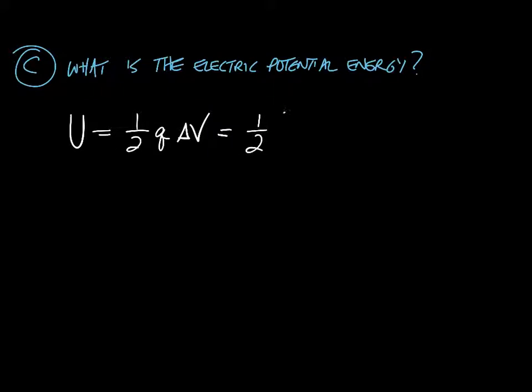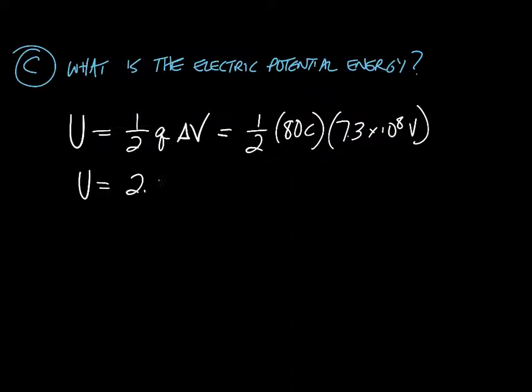So 1/2 the charge, 80 coulombs, times that difference of potential we just found, volts, and so I get an electric potential of 2.9 times 10 to the 10th joules. Now, first, we don't normally deal with energy in terms of joules. We don't even normally deal with the units of energy in everyday life. So what is having 10 billion-ish joules, what does that compare to?